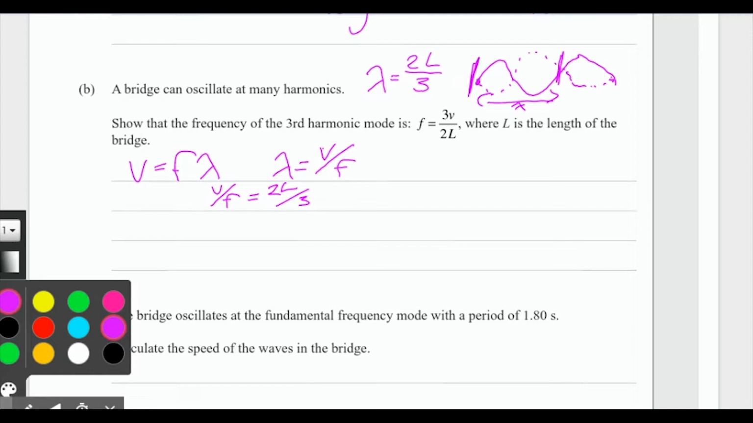Now, if we massage that around a bit, if we flip both sides, we have our F over V equal to 3 over 2L. Okay, multiply both sides by the velocity, and we end up with 3V over 2L. And it's a good thing that is, because that's exactly what we're looking for.